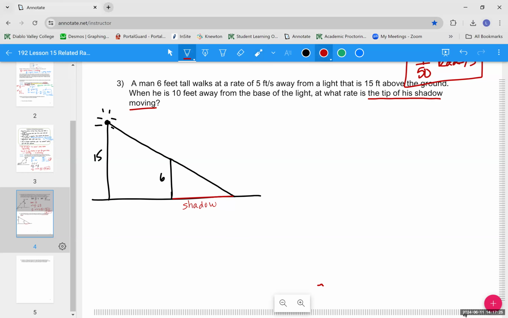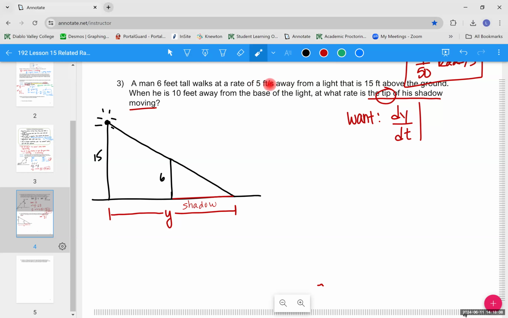So when these problems say tip of the shadow, then you want to label the entire distance from the light to the end of the shadow as one variable. And that is going to be the thing that you are looking for, the dy/dt. That will measure just how this is moving, not how this whole thing is changing. Does that make sense? I really hope so. So if this problem had said, at what rate is the length of his shadow changing, we would have made y just be this.